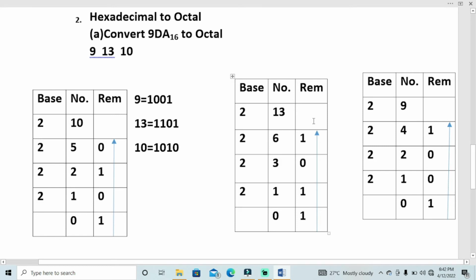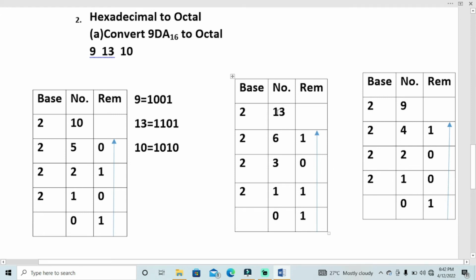And we're gonna start with the 9, and 9 you're gonna divide by 2 to get 4 remainder 1, and then by 2 again to get 2 remainder 0, and then 2 by 2 is gonna go 1 time, giving a remainder of 0. Then 2 is gonna go into 1 0 times, giving a remainder of 1.